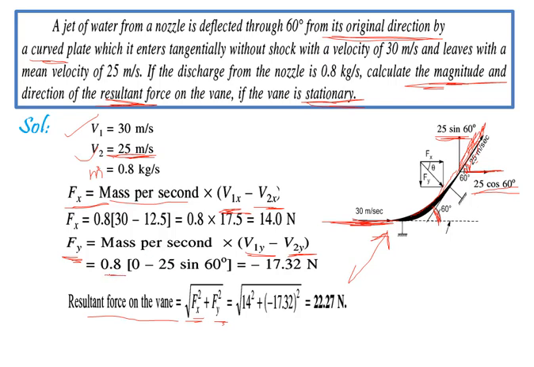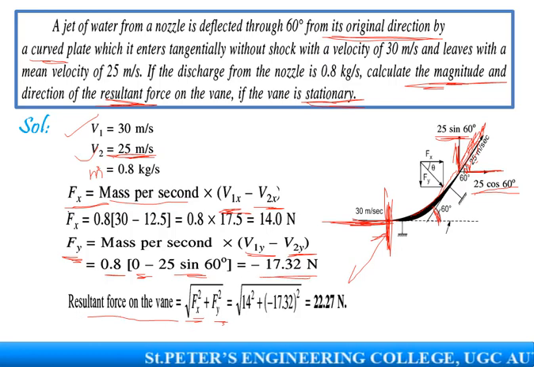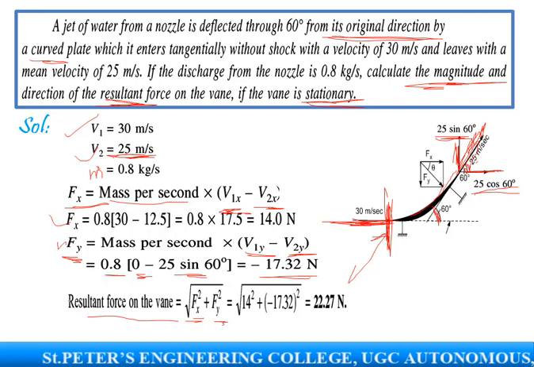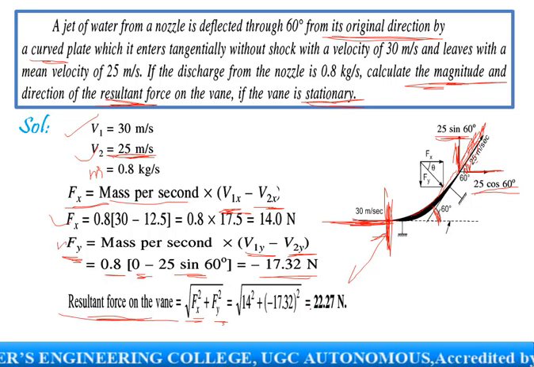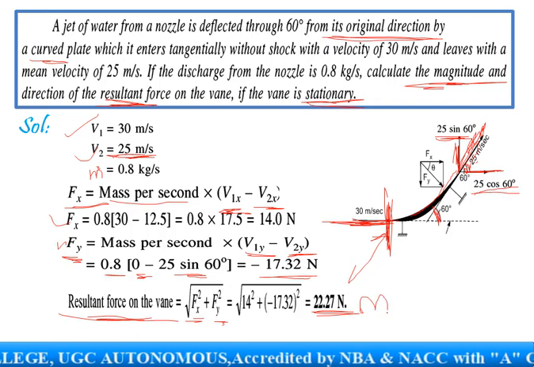This is your mass per second, and this is your velocity initially in the y direction. In the y direction there is no initial velocity, so it is 0, but the velocity at the outlet in the y direction is 25 sin 60. If you resolve this, you get this value. If you substitute Fx and Fy in the resultant, you get 25 as the magnitude.